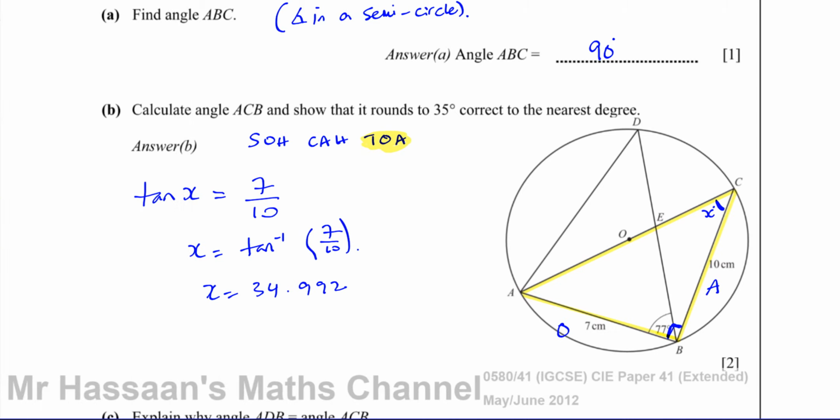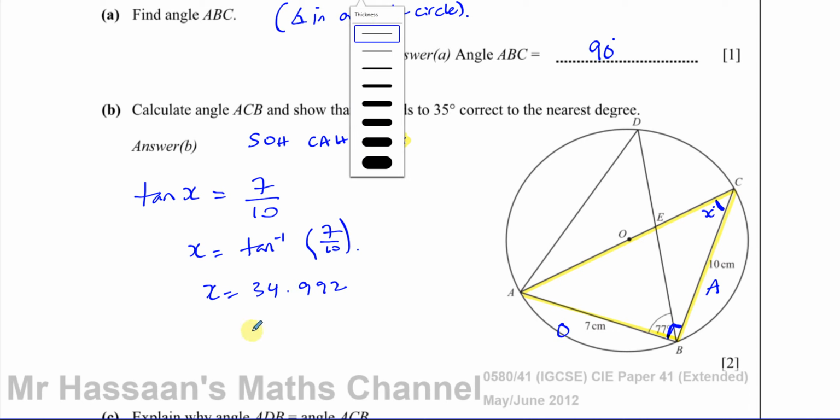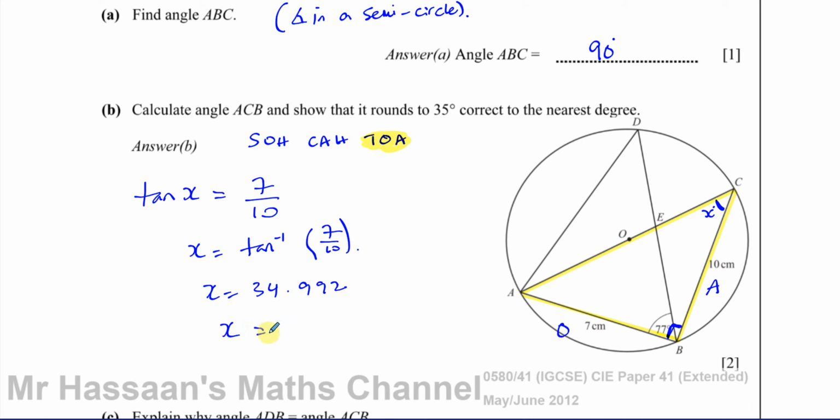Let's make sure of that. Yep. Now the question says, show that it rounds to 35 degrees, correct to the nearest degree. So we should always do that. We should always show what it was before it's rounded. If they say show that it rounds to, always show what it was before it's rounded. So write this to more degrees of accuracy than you need, and then show that, of course, if you round this to the nearest degree, this is going to become 35 degrees.